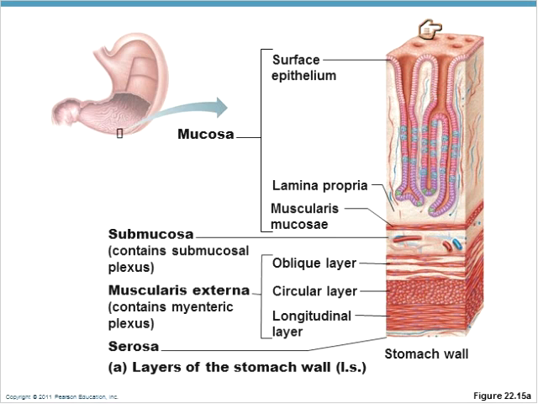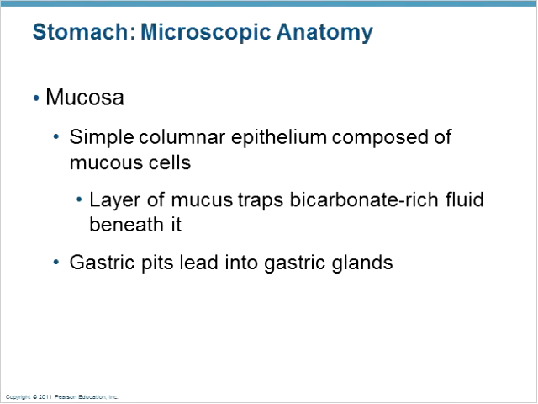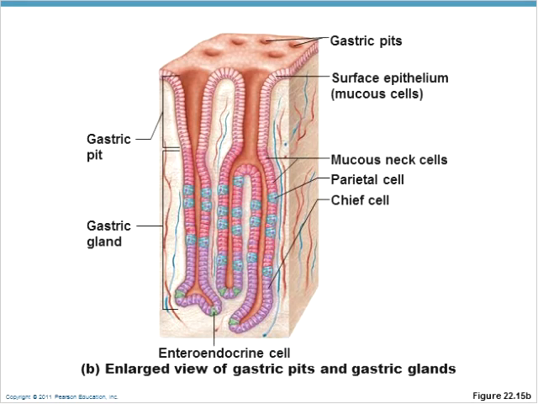And it takes you to the layers of the stomach proper, from the surface epithelium on down. The mucosa is a simple columnar epithelium which is composed of mucus cells, and the layer of mucus traps the bicarbonate-rich fluid beneath it. It has gastric pits, which lead into the gastric glands. And you get that feel now. There's the surface epithelium mucus cells. There's the gastric pits as they open up, and you can see those pits right there.